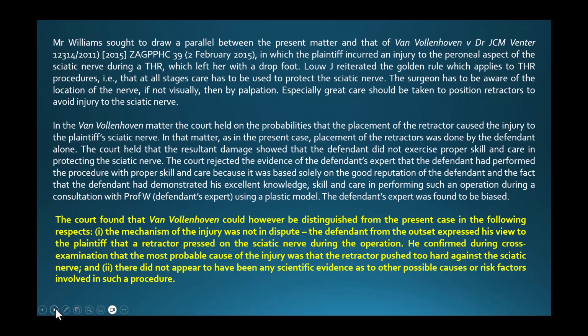1. The mechanism of the injury was not in dispute. The defendant from the outset expressed his view to the plaintiff that a retractor pressed on the sciatic nerve during the operation caused the injury. He confirmed during cross-examination that the most probable cause of the injury was that the retractor pushed too hard against the sciatic nerve, and 2, there did not appear to have been any scientific evidence as to other possible causes or risk factors involved in such a procedure. What does that mean? That the mechanism of the injury was established and that it was the placement of the retractor.